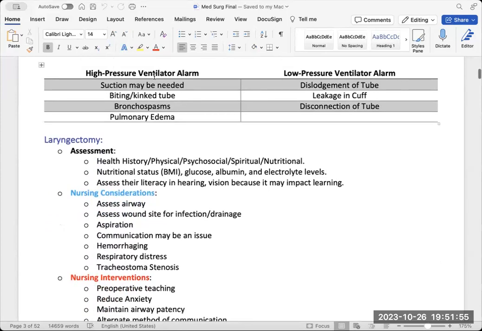Now, are there any questions before we get into the difference between high pressure and low pressure alarms for the ventilator? No. Okay. So what's the difference before we even get into the symptoms? What lets me know that it's a low pressure versus a high pressure alarm? In other words, which one means something is wrong with the patient and which one means there's something wrong with the machine?